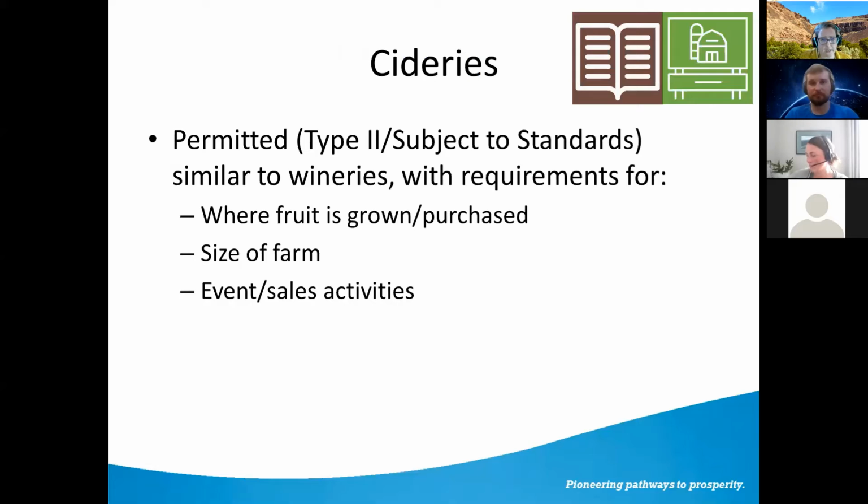So, cideries. The proposal, and the way it's written into state law, is that they're a type 2 use. So they're not a conditional use. They have some standards, and it's a staff reviewed process. The requirements are really related to the size of the farm and where the fruit is grown. You can purchase fruit from elsewhere, but it has to be within 15 miles of the cidery operation. So we're not talking about buying from somewhere else in the state or even Washington. It's really got to be local. And then there are some rules and regulations, like wineries, with the events and sales activities.